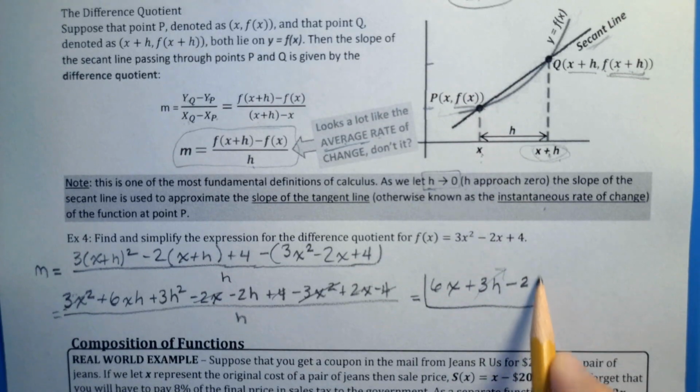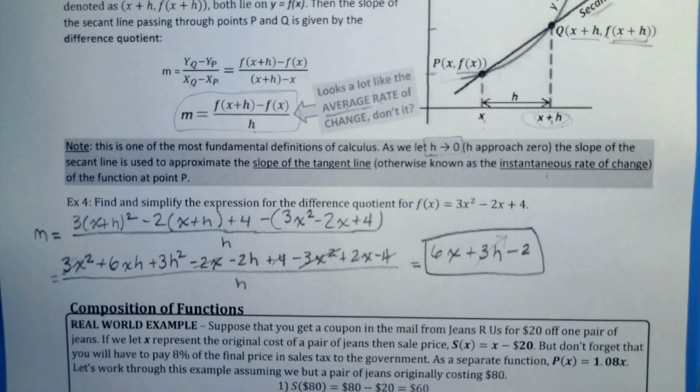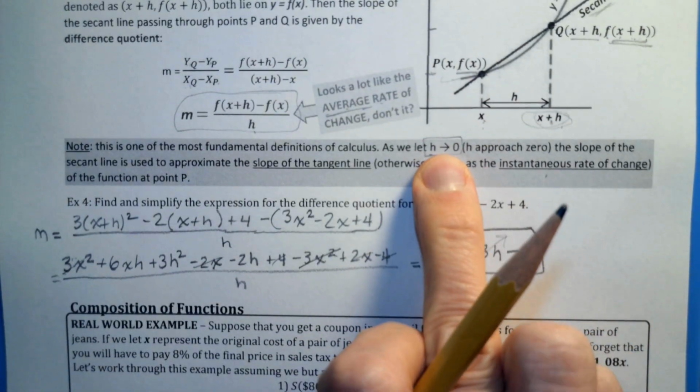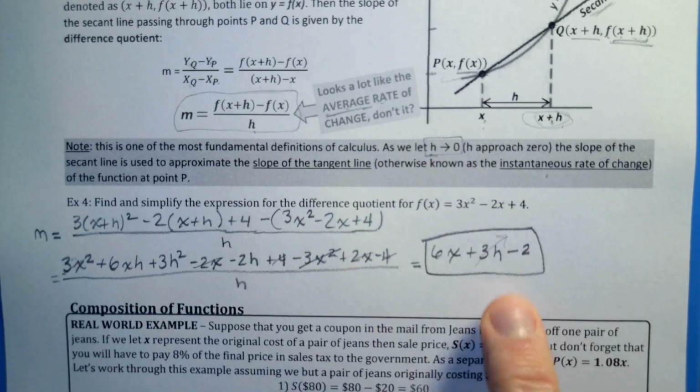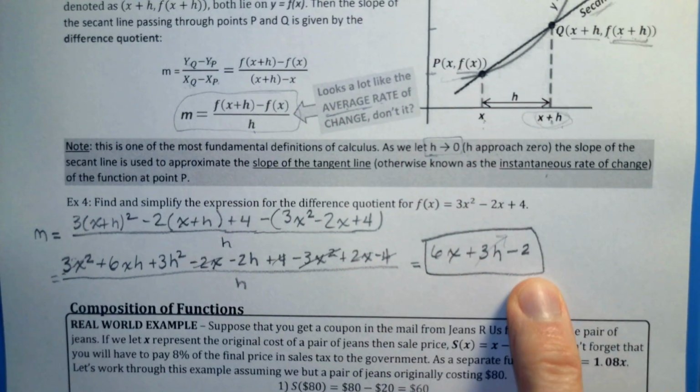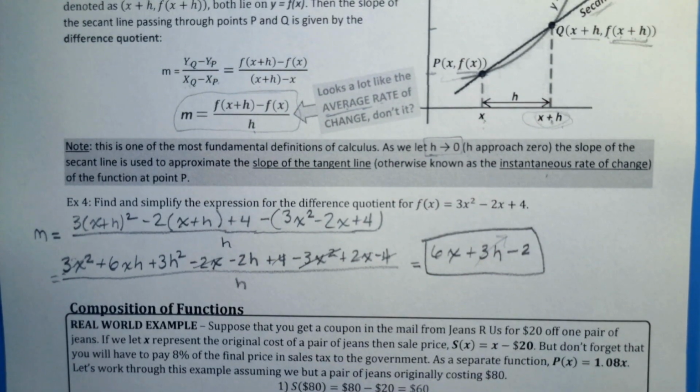But for now, this is the answer, right? That's all we're going to do. We're not going to take what's called the limit as h approaches 0. We're just going to leave it like this. So those three terms are our answer, okay?